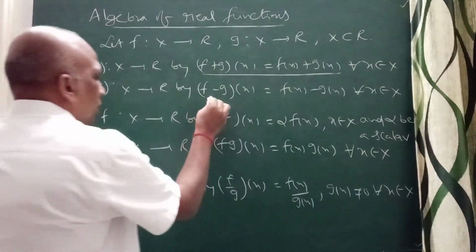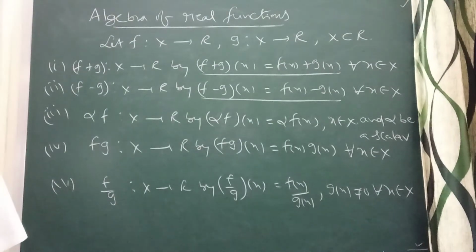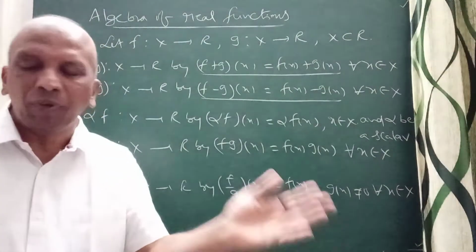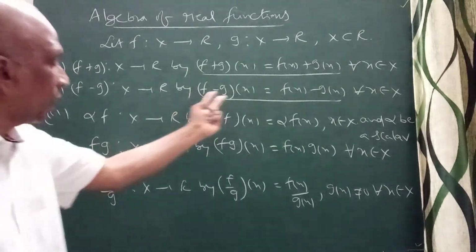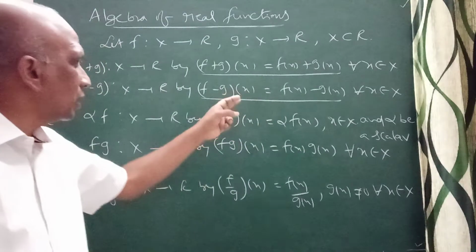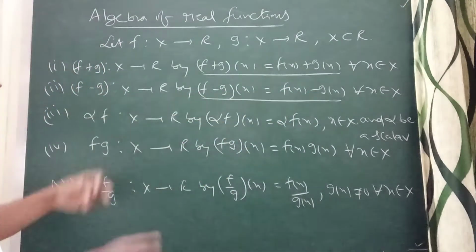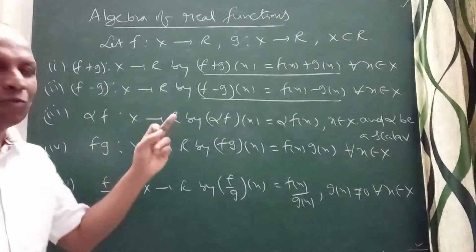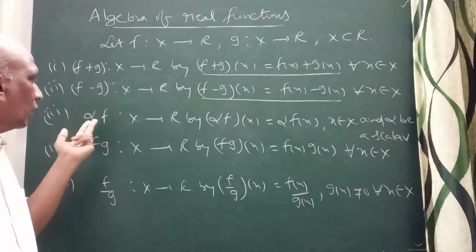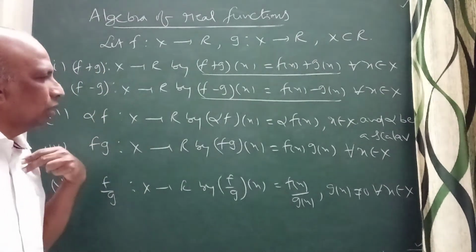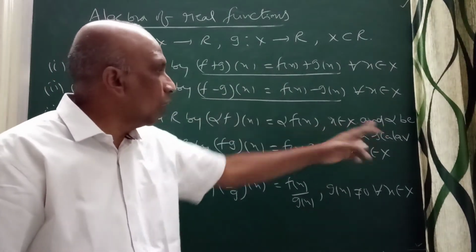Here also the same thing, difference of two functions. Subtraction of a real function from another. We can subtract two functions, f of x minus g of x. You can define f minus g of x as the function. Suppose alpha is a scalar, I can multiply a function with alpha. I can define alpha f from x to r by alpha f of x is equal to alpha into f of x for all x belongs to x, and alpha a scalar.